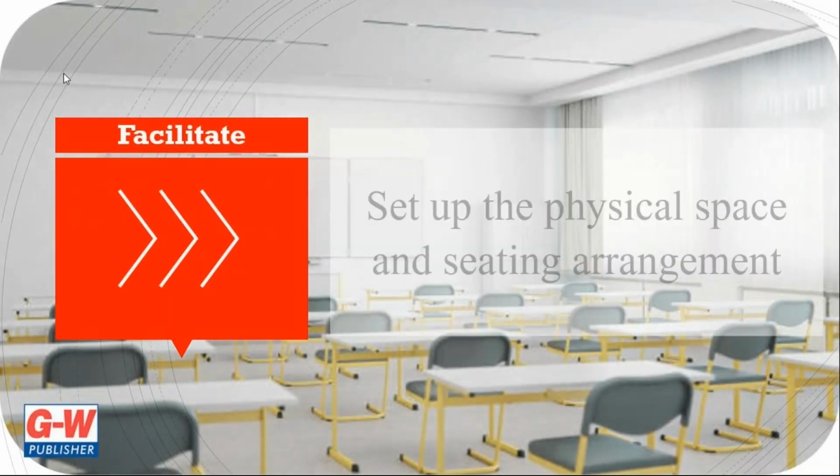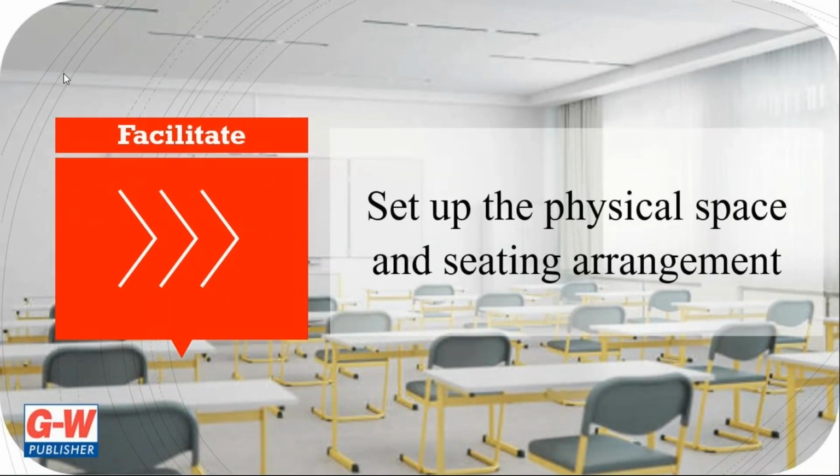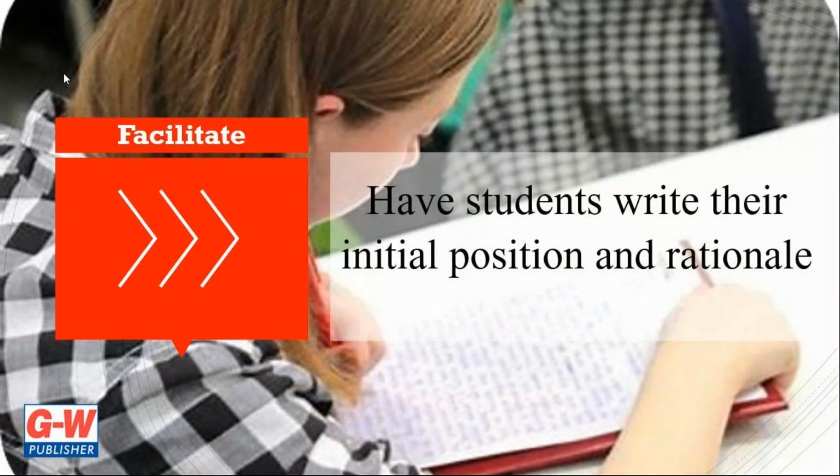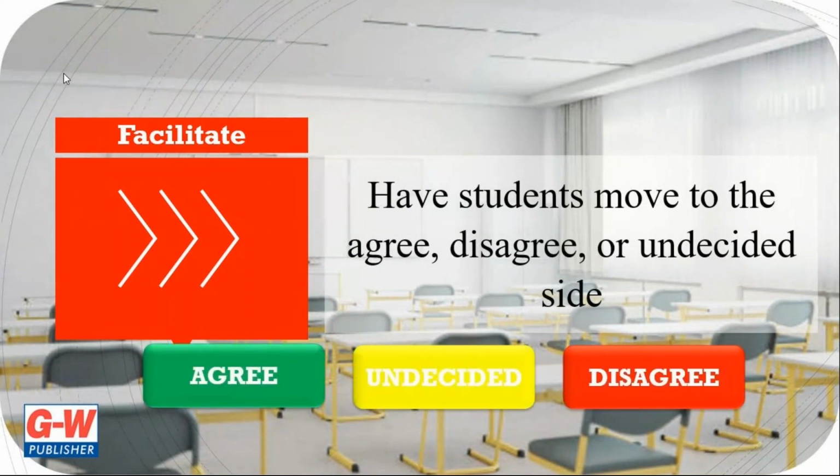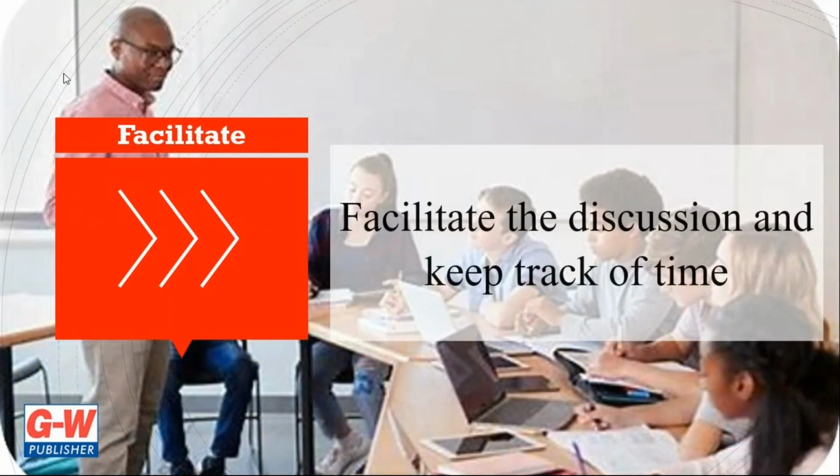Now, let's look at how to facilitate your first lesson. Set up the class in 3 areas for students to easily move into. You may want to consider having the 3 areas of desks face each other to encourage student discussion. Next, have students write their initial position and rationale. Have students move to the agree, disagree, and undecided side. Facilitate the discussion and keep track of time.